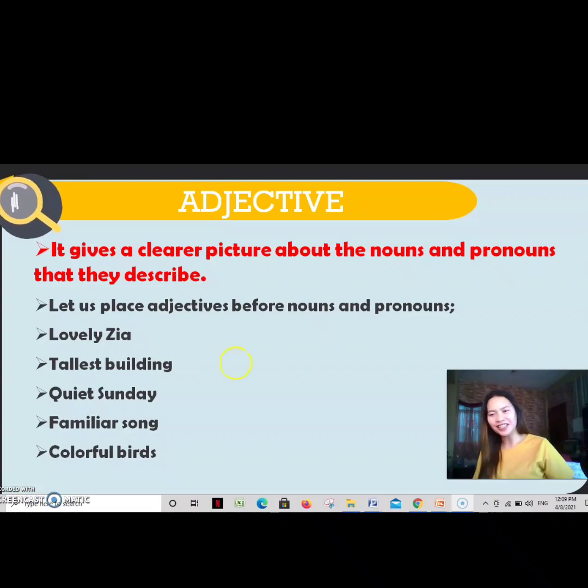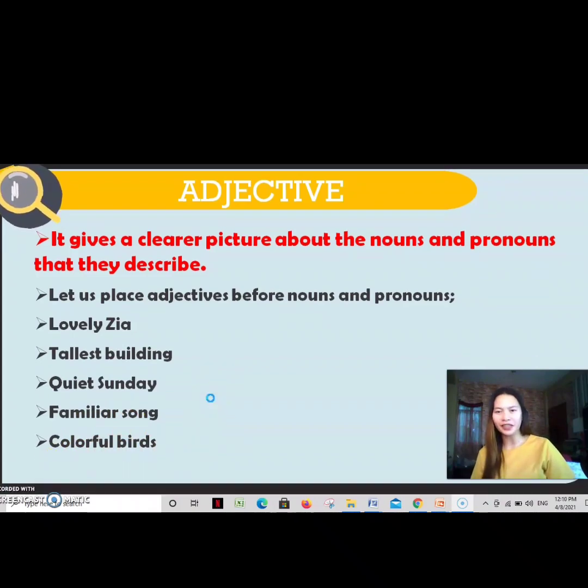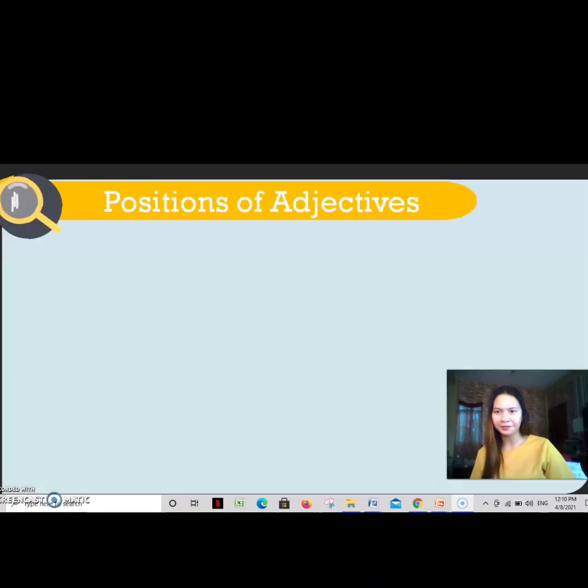We have here the first example, lovely Zia. So we have here the adjective lovely that modifies Zia as its noun. Again, lovely Zia. We have tallest building, quiet Sunday, familiar song, and colorful birds. So let us proceed with the next slide.